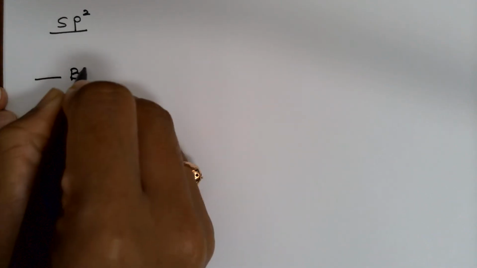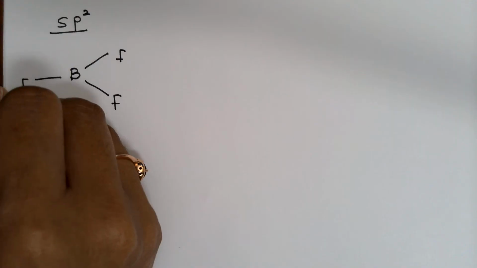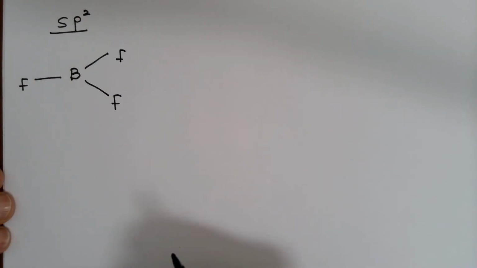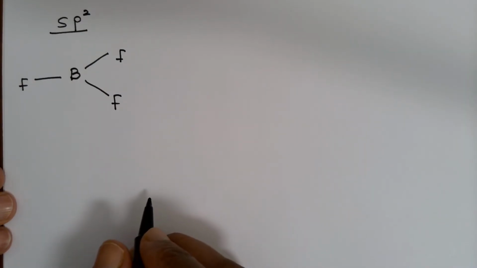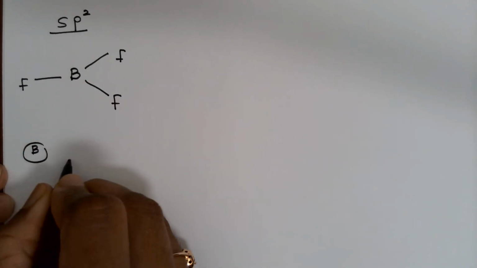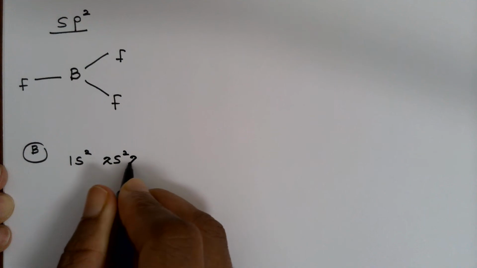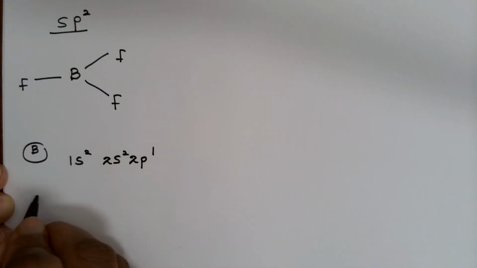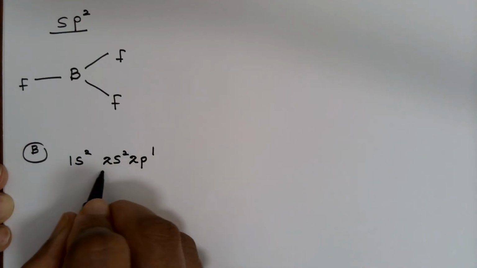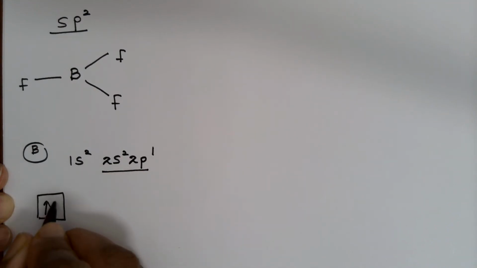Trigonal planar geometry looks like this, all the atoms on the plane. BF3, BCl3, and formaldehyde are examples. So let's pick boron. Boron is our central atom. The configuration is 1s2, 2s2, 2p1. So if you pick the valence shell, that is 2s2, 2p1, let's draw the orbital diagram.